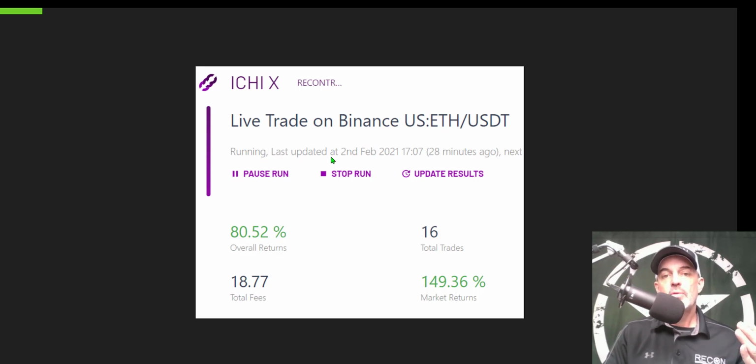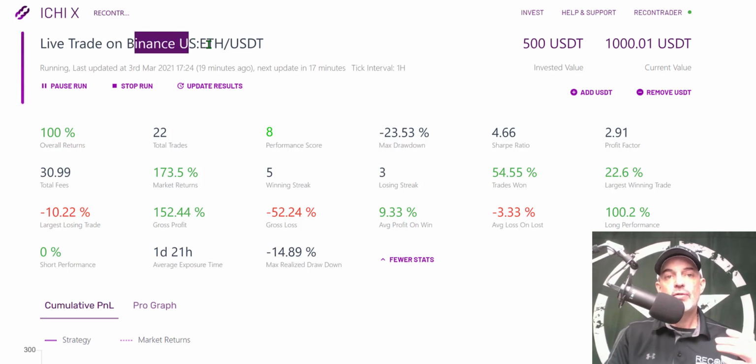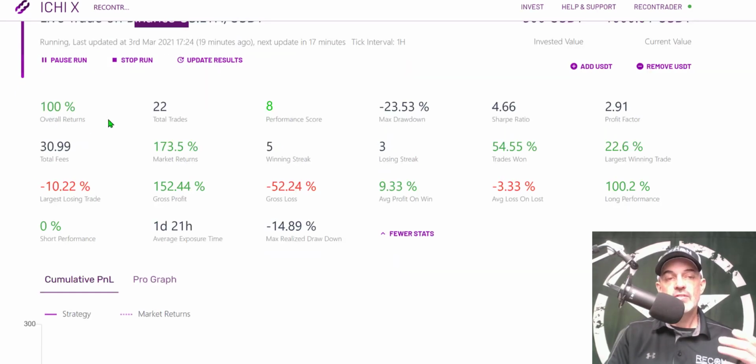So last month on February 2nd, 2021, the bot had overall returns of 80%, and this was over basically a 2-month period. Now we'll take a look at the 3-month results as of today, March 3rd, 2021. I do want to point out that this bot was actually deployed on Binance US, trading the ETH USDT pair on the 1-hour tick interval. As you can see, it's currently up 100%. And considering that February was a pretty challenging month, I'm extremely happy with almost a 20% return for the month of February on this particular strategy.